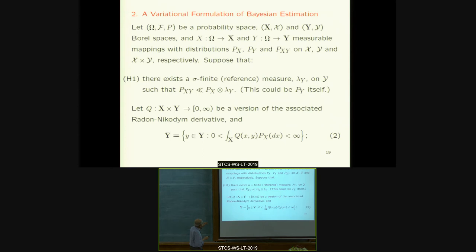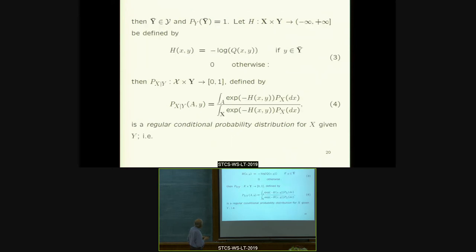So I can look at the Radon-Nikodym derivative q. And I denote by h of x, y equal to minus log of q of x, y, if y belongs to this set of y tilde space, and zero otherwise. So this is nothing else. So q is like a likelihood, of course. And so this is minus log of likelihood. And that's like an energy function.